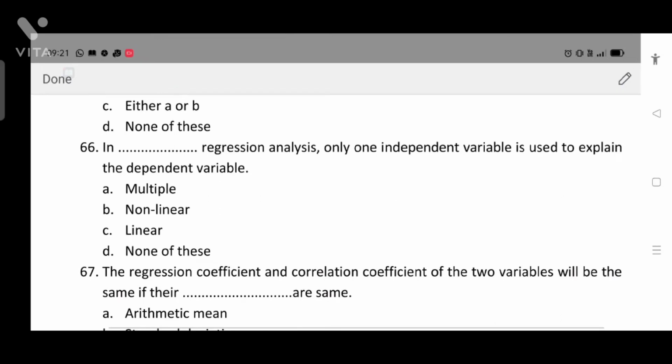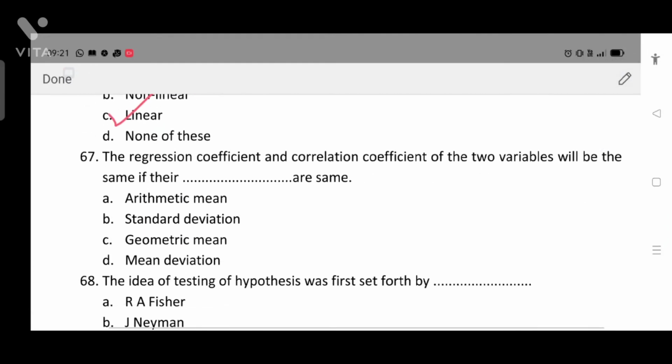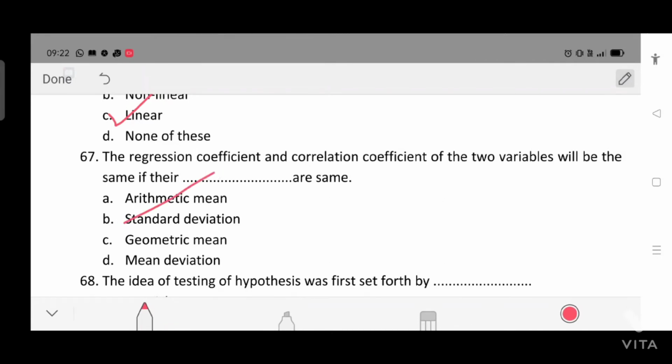In dash regression analysis, only one independent variable is used to explain the dependent variable. A, B, C, D. Linear. The regression coefficient and correlation coefficient of the two variables will be the same if there are dash or same. A, B, C, D. Answer B, standard deviation.